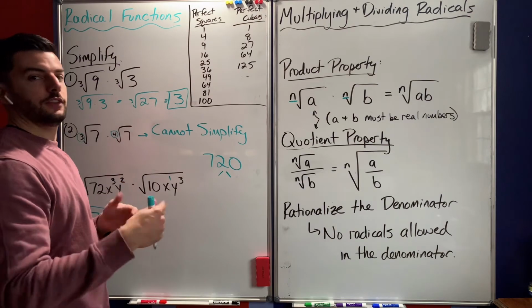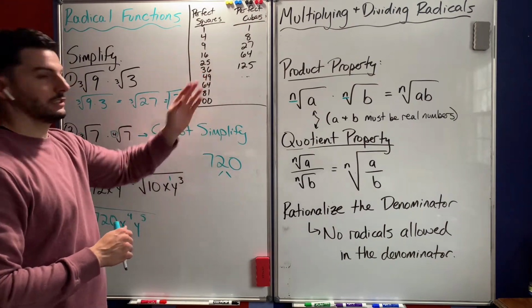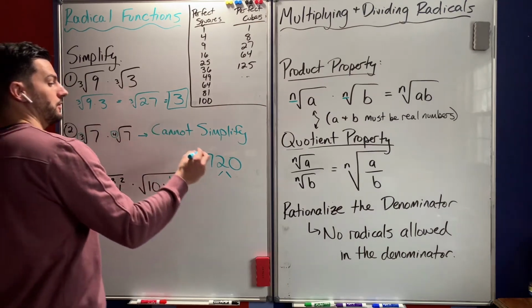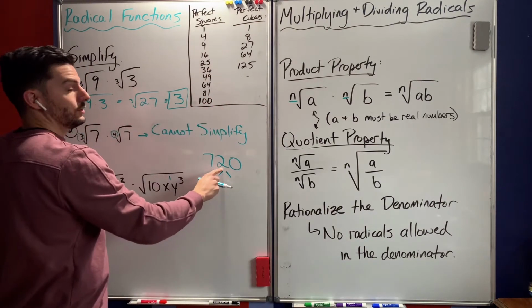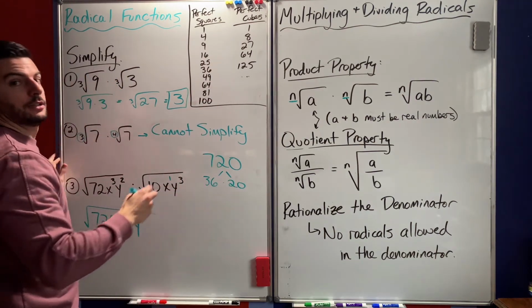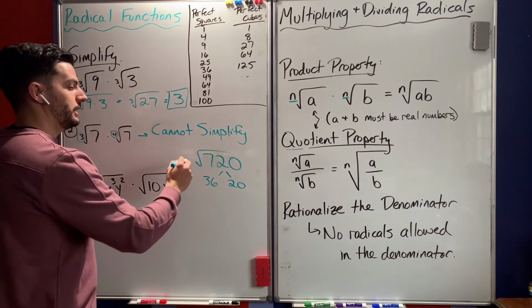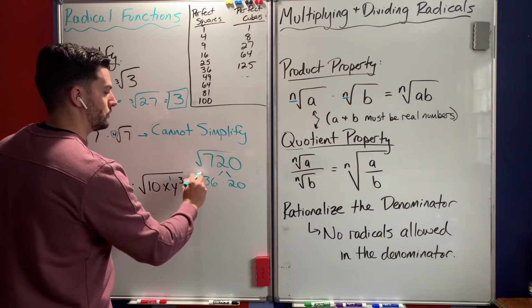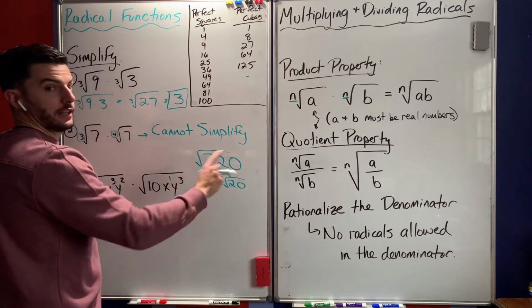You might have to do some division, right? Like 720 divided by 4, 720 divided by something. Like I could tell you just off the top of my head, because I know 36 times 2 is 72, so 36 times 20 is going to be 720. So I could write the square root of 720 is equal to the square root of 36 times the square root of 20. That's legal.